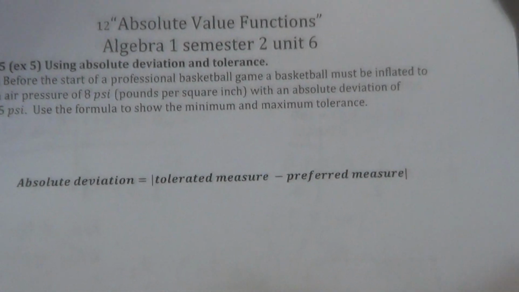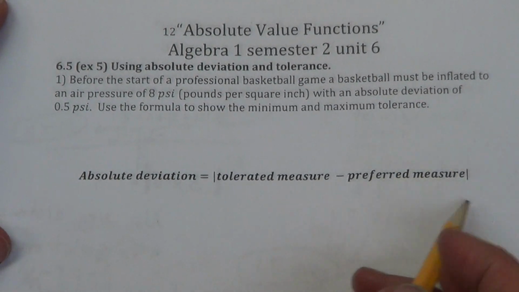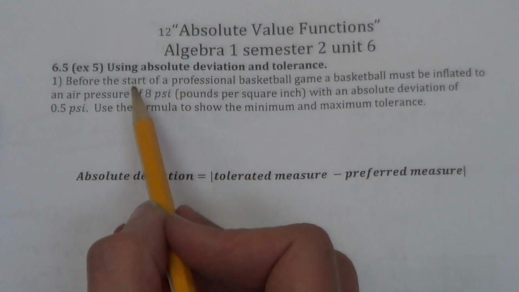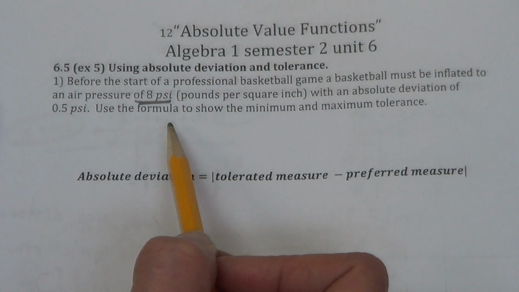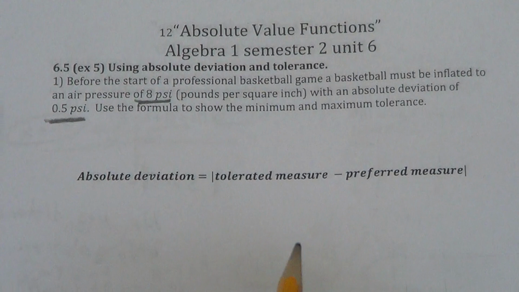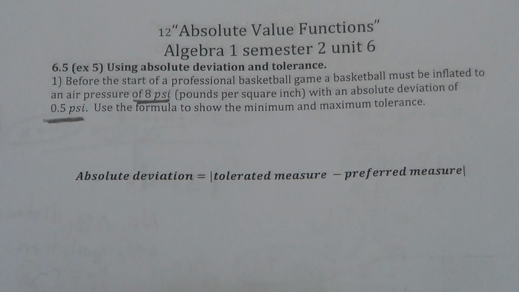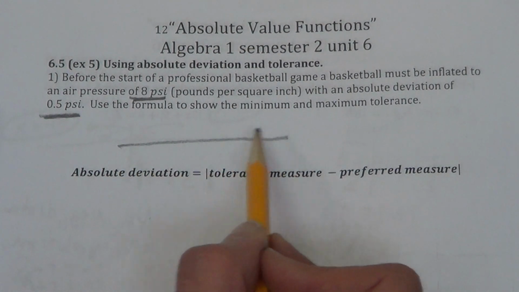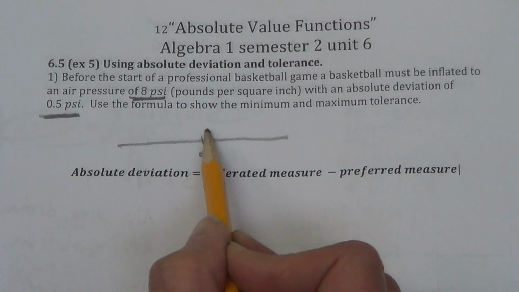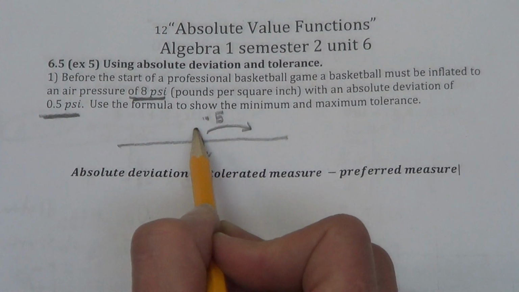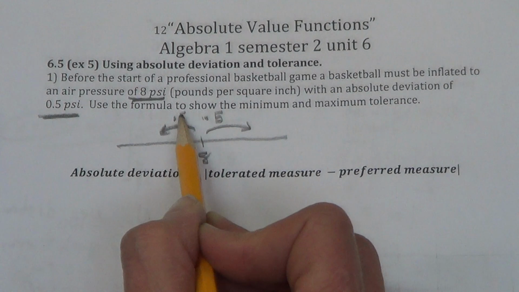The last problem is a tolerance problem. Before the start of a professional basketball game, a basketball must be inflated to an air pressure of 8 pounds per square inch, with an absolute deviation of 0.5 pounds per square inch. Use the formula to find the minimum and maximum. In other words, on a number line, we're saying we're going to target 8, but you can have an error of 0.5. Could be 0.5 above or 0.5 below.